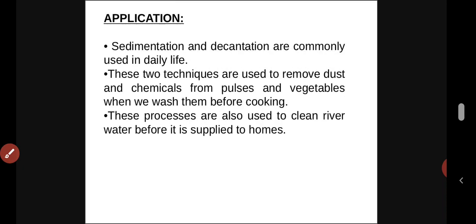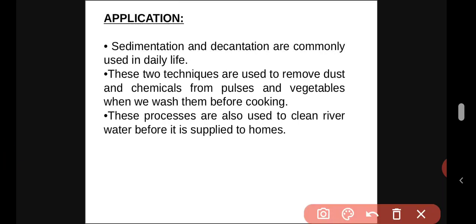And now the next process is the application. Where can we apply these two things, sedimentation and decantation? Sedimentation and decantation are commonly used in our daily life. These two techniques are used to remove dust and chemicals from pulses and vegetables.